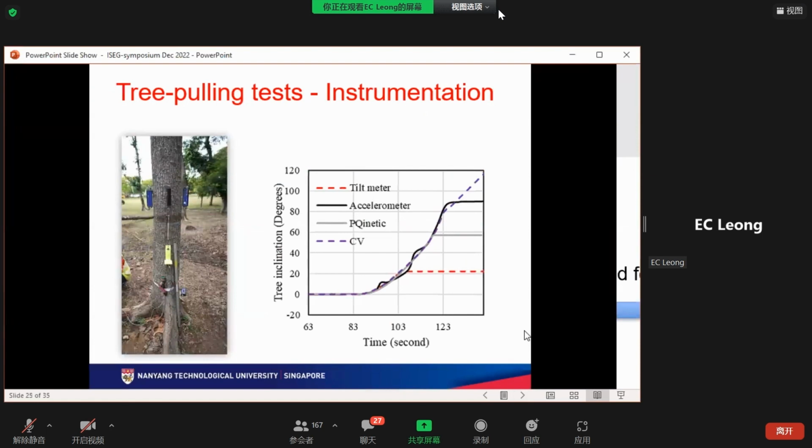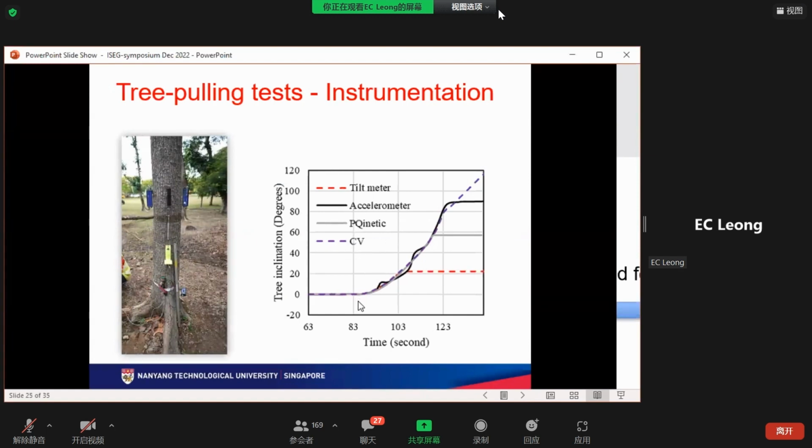We had a comparison between the different types of measurement instruments. For example, for the inclination of the tree, we compare our tilt meter reading, our accelerometer reading, this Picus inclinometer, as well as the reading from the camera, using those points that we see. Down here it is shortened as camera vision, but you can call it PIV, particle image velocimetry. They operate on the same principle.